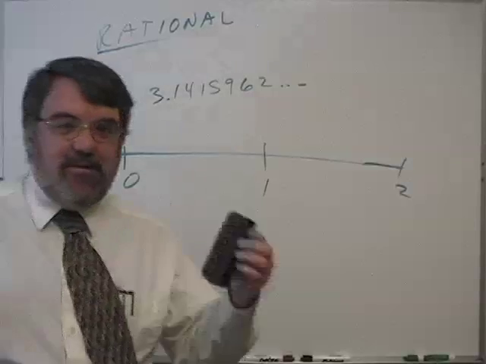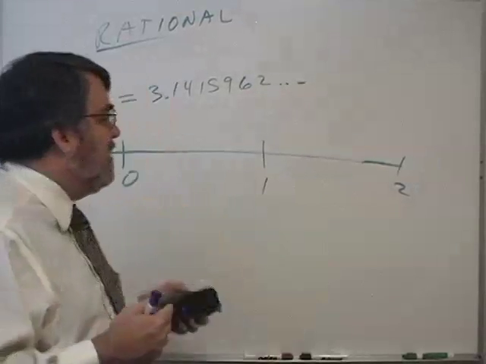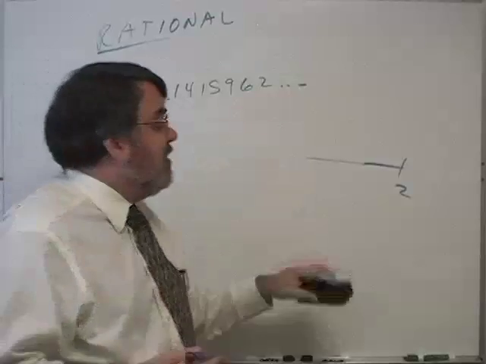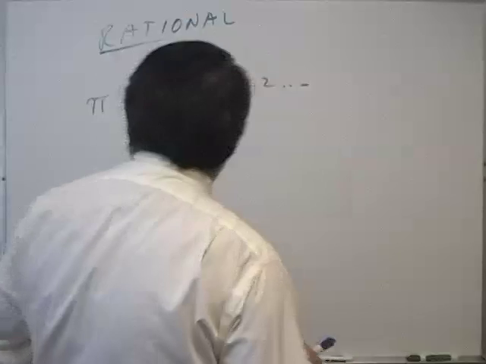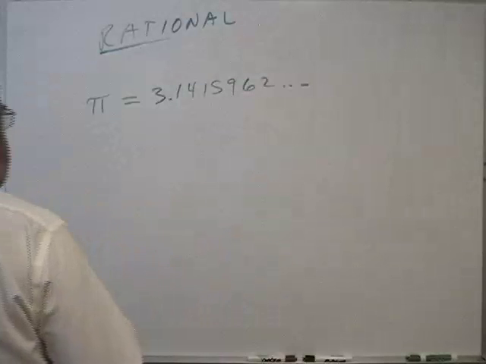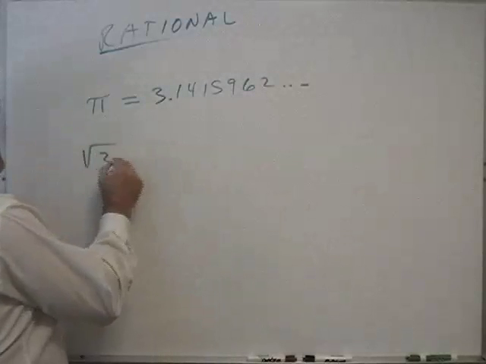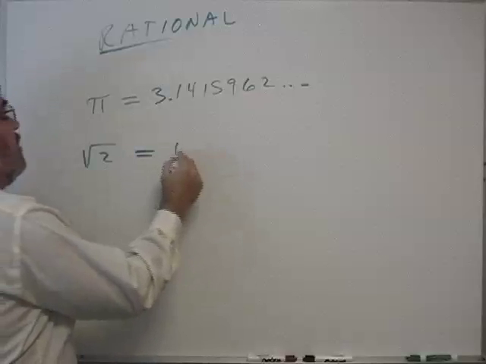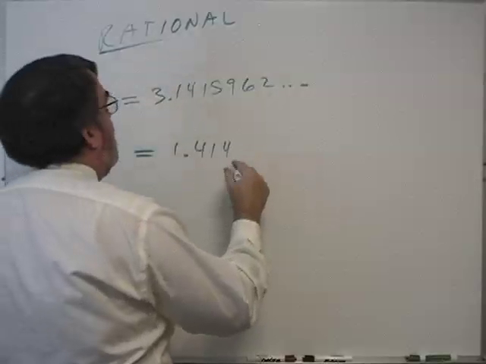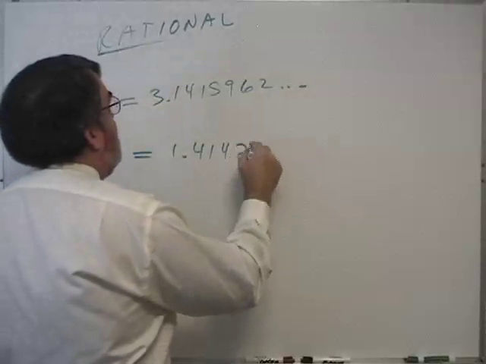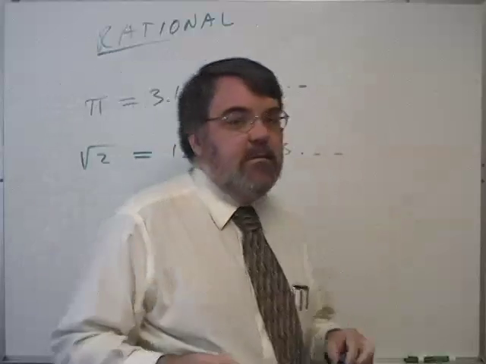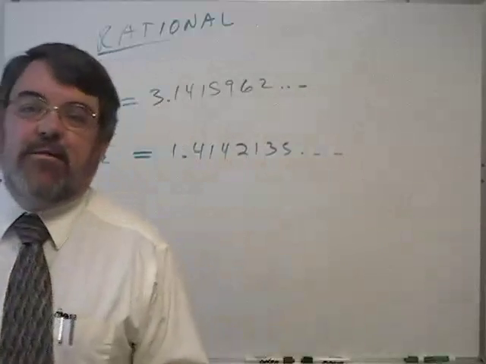I like to tell you these little tidbits to hopefully tantalize some of you into believing, as I do, that math is a very fascinating subject. All right, so the square root of 2 is an irrational number, and it's approximately 1.4142135, and I forgot what goes after it, but it goes on and on and on also.